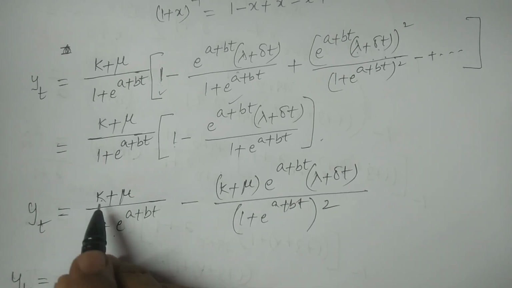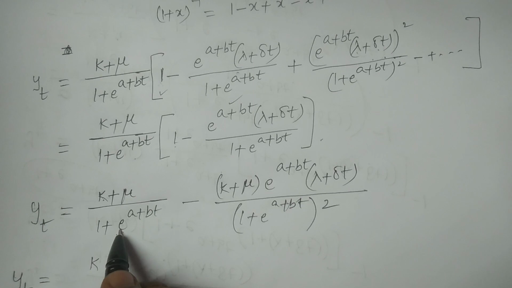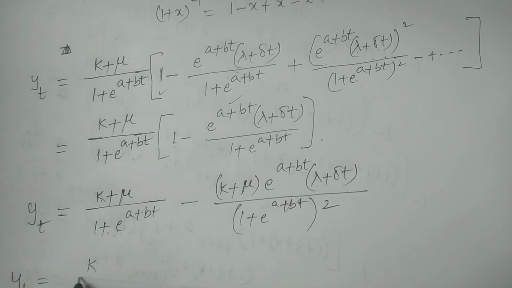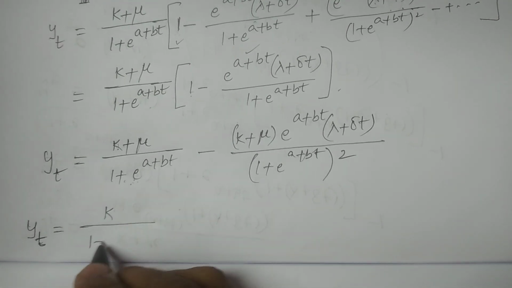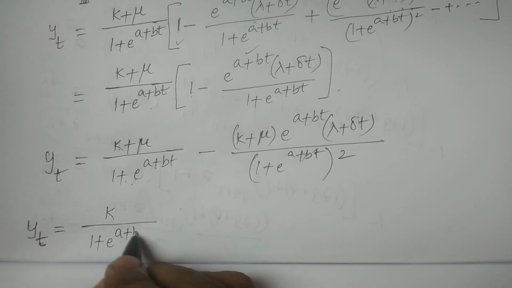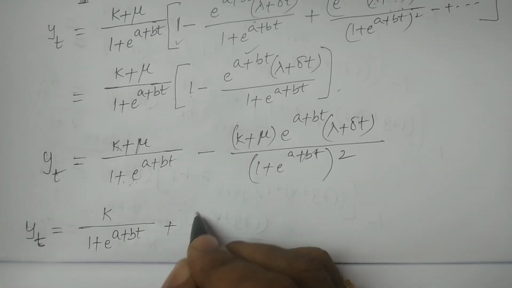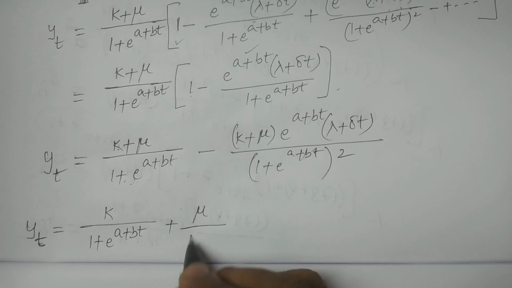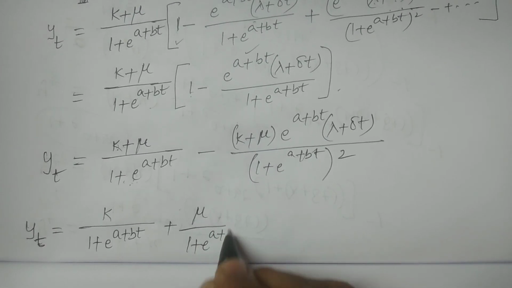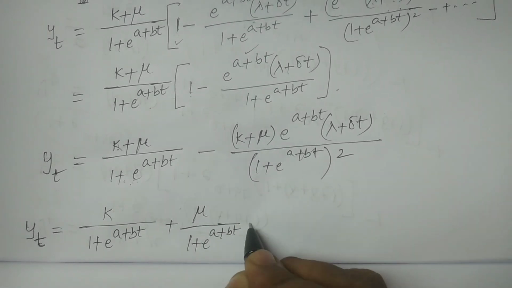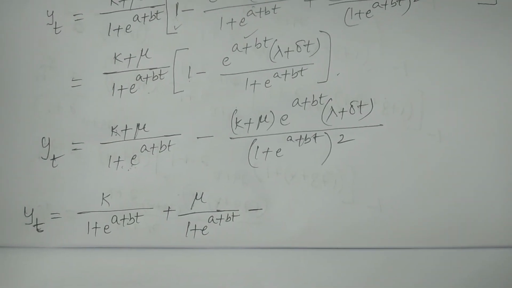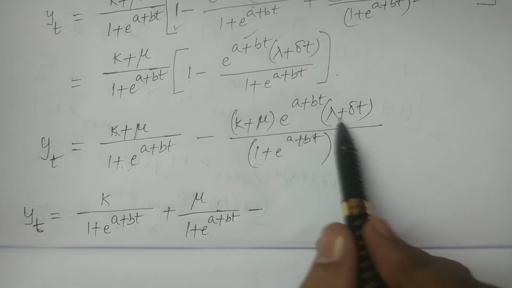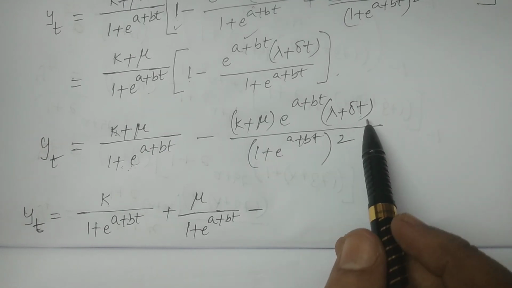Now what I am doing, x plus y divided by some z, x by z plus y by z. Is it clear? Right. k by 1 plus e power a plus bt, plus mu divided by 1 plus e power a plus bt, minus the remaining terms I write here. I multiply with k plus mu and lambda plus delta t, 1 by 1.